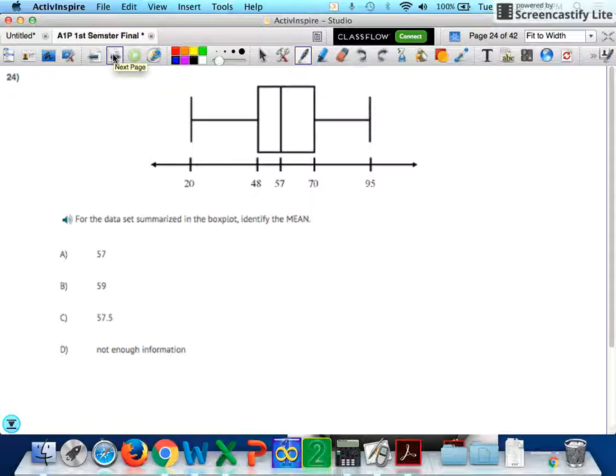24, for the data set summarized in the box and whisker plot, identify the mean. Okay, well, think about our box and whisker plots. We have a min, Q1, a median, a Q3, and a max. Nowhere up here do we have the mean. Could you estimate the mean? Yes, but we cannot identify the mean. We do not have enough information. Box and whiskers do not give us the data set, and they do not give us the tools we need or the straight answer we need to find the mean. Okay, we can find the median, that's not the same.